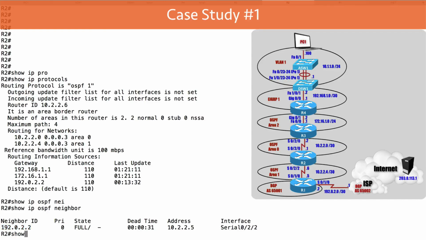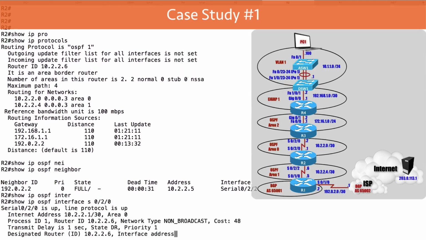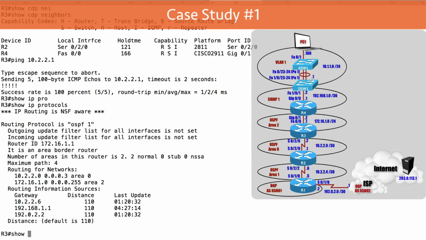Let's do a show ip ospf interface, and the interface that gets me to R3 is serial 0/2/0. And I'll let you take a look at the output on screen. In fact, you might want to pause the video and look at that output. And then I'm going to go to router R3 and give a similar command. Let's go over to router R3 and let's do a show ip ospf interface.